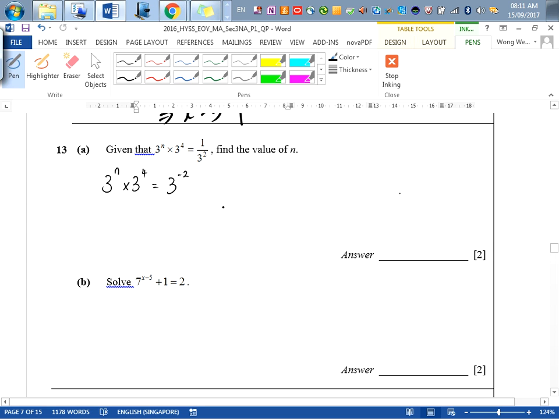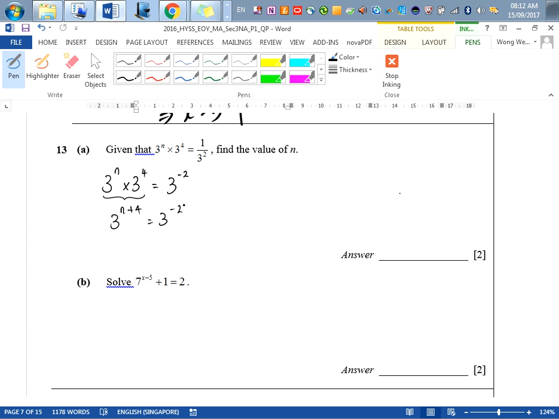So now with this, they all have the same base, right? Then can I combine this together? Is it 9? So it's 3 to the power n plus 4. You all have forgotten, this is equal to 3 power negative 2. 3 times 3 is 9, yes. Okay, I will show you another method of how we can do this later on. So far I have 3 to the power of n plus 4 equals 3 power negative 2.